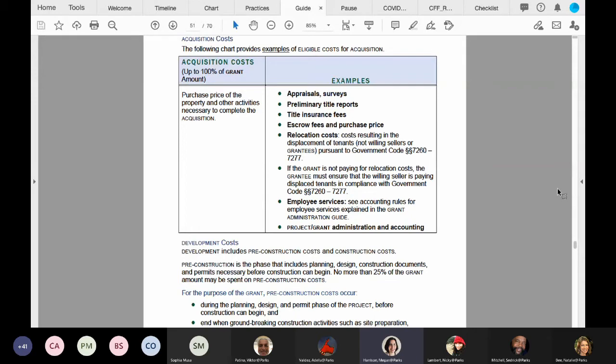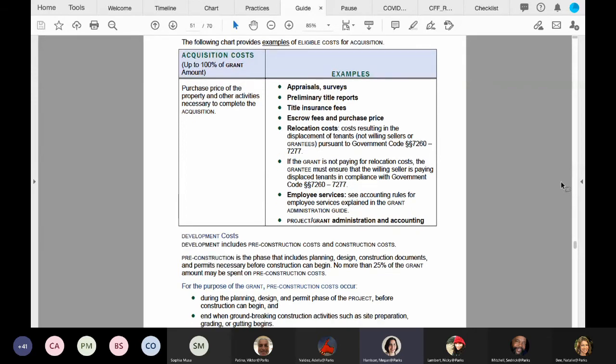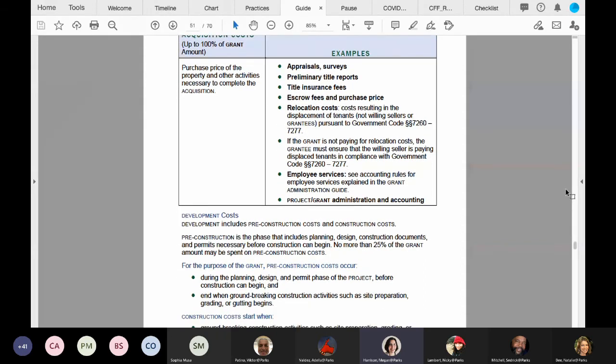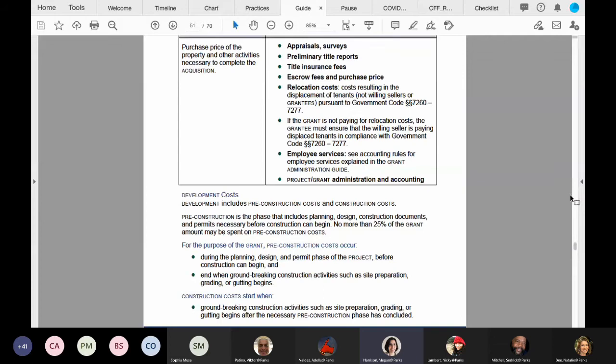These are the acquisition costs that you see on the screen right now, and they can be up to 100% of the grant amount. At the bottom of this page is information on development costs, including pre-construction. Pre-construction costs can only be up to 25% of the grant amount. I'll give you a moment to look at this chart.